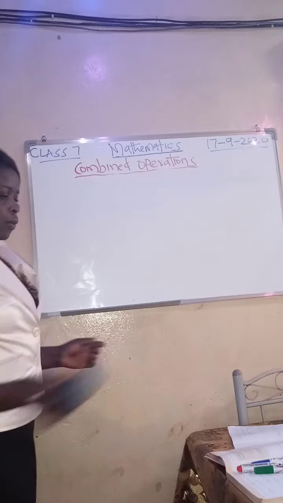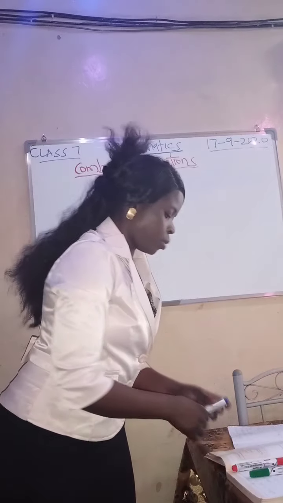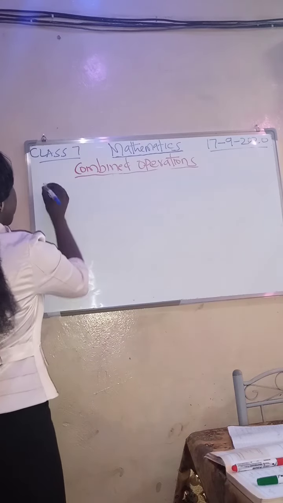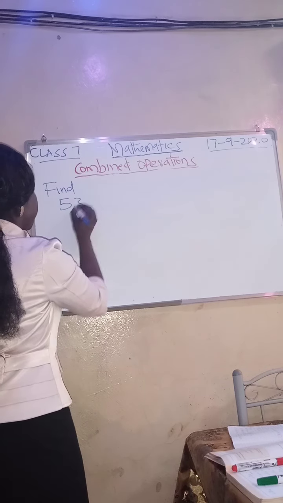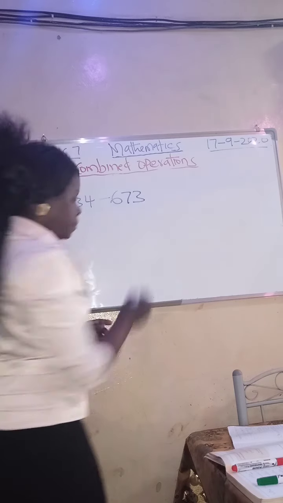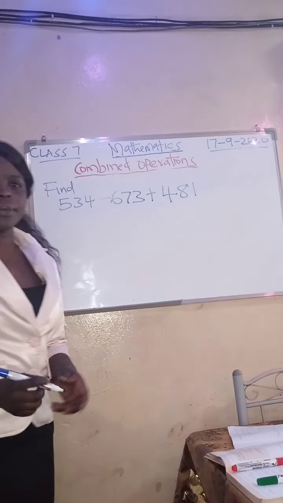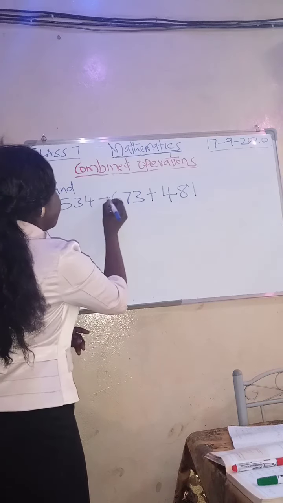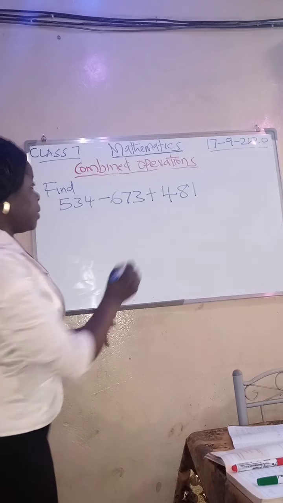So we are just going to move slowly and put into practice what we've just said. Now, we have an example here. We are given 534, take away 673, plus 481. Look at that. So we have 534. We are supposed to take away 673 and then add 481.